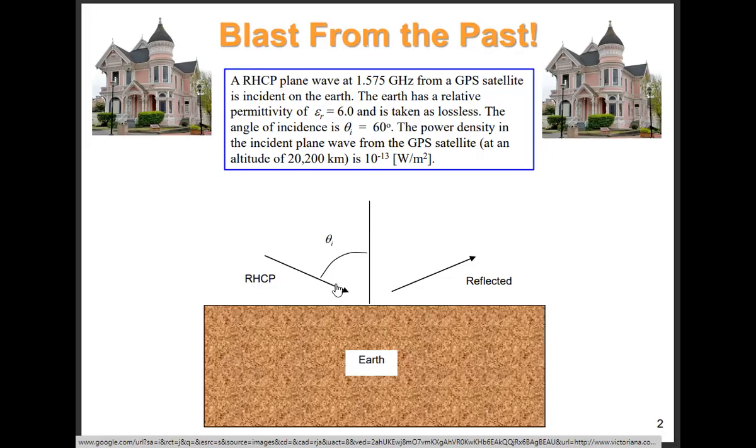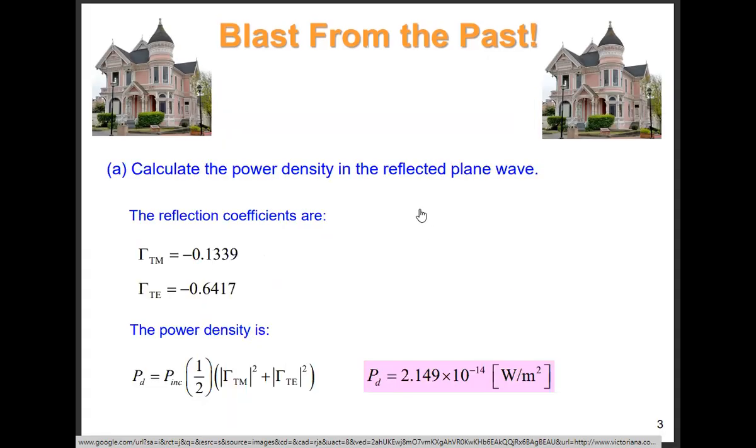Can you tell me, if the total is 10 to the minus 13 watts per square meter coming in the right-handed wave, how much power density is going to be in its TE part? How much is going to be in its TM part? Half. Just half, right? So that's where the half is coming from. Incident power density times a half. That's how much is coming in TE and also TM.